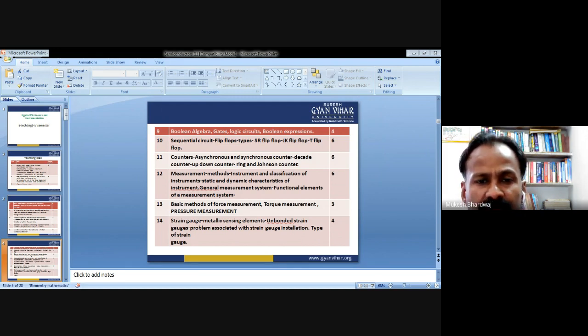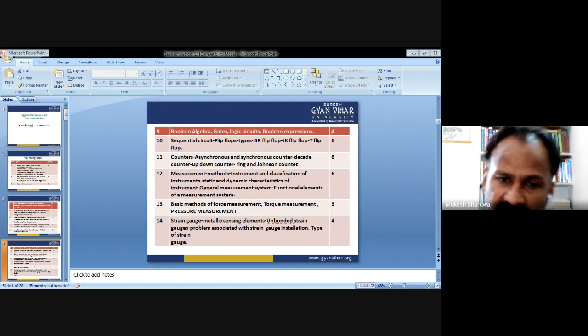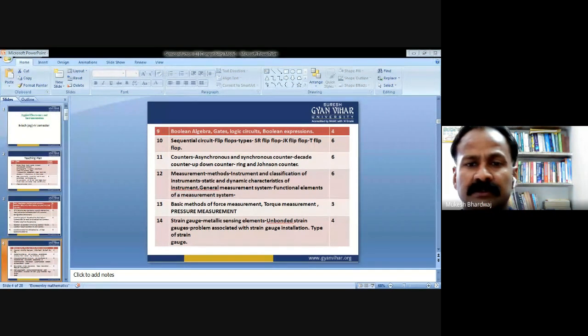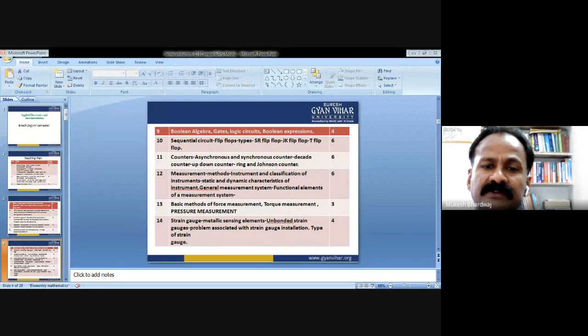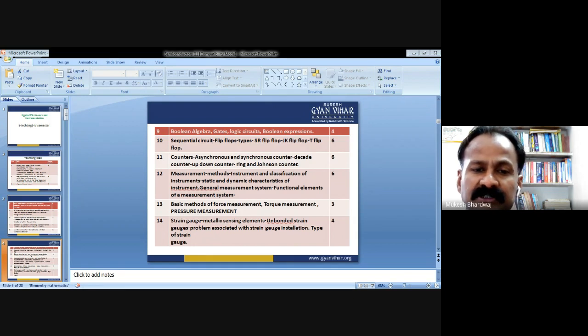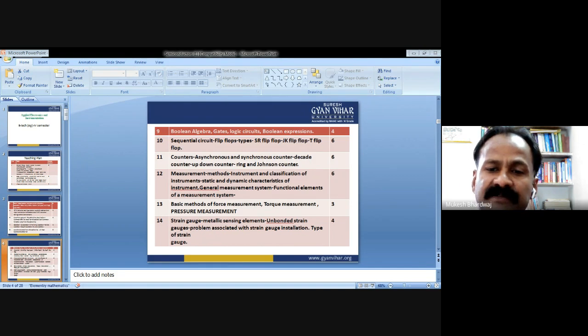Now the 12th topic is measurement, which is related to the instrumentation part. Instrumentation basically relates to measurement. Instruments and classification of instruments, static and dynamic characteristics of the instrument, general measurements to the instrument, functional elements of measurement instruments, basic methods of force measurement, torque measurement, pressure measurement. The 14th is the strain gauge: metallic sensing elements, unbonded strain gauges, problems associated with strain gauge installation, and types of strain gauge.